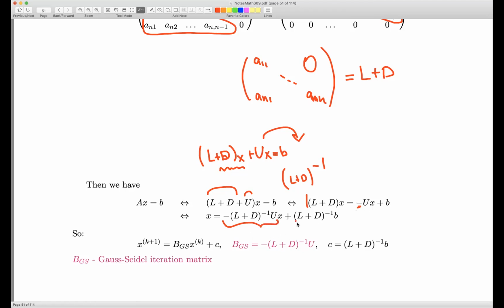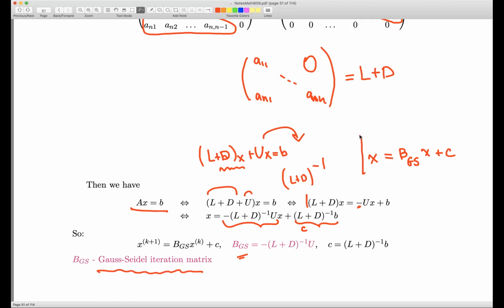Then this will create a vector C. So we can rewrite now our equation, our system AX is equal to B, in the form X is equal to this matrix here, which we denote by BGS, GS comes from Gauss-Seidel, applied to X plus C. So now we rewrote the system AX is equal to B in another way, in the form X is equal to a matrix times X plus C. This matrix has a particular structure, and this is how it is derived from the original matrix A. And this matrix is called the Gauss-Seidel iteration matrix.